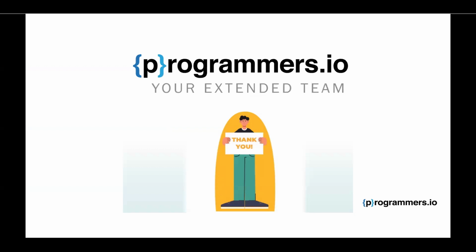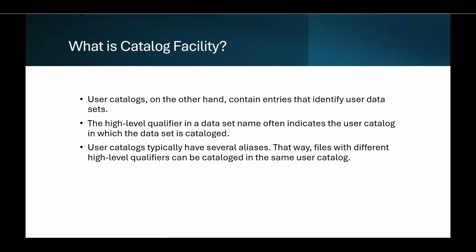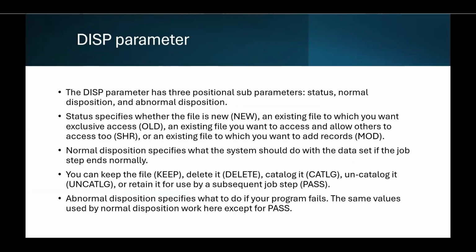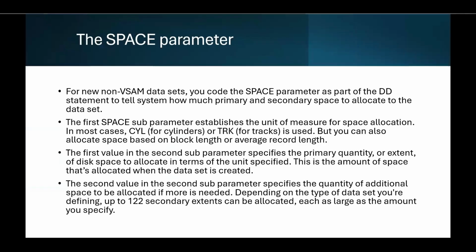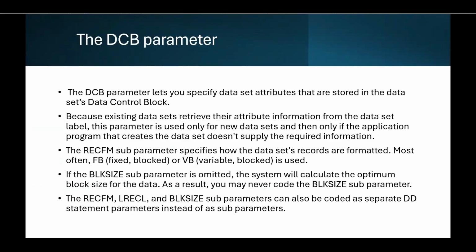I hope you liked the fourth session of this JCL learning. In this session, we have covered the parameters we have in the DD statement. We started with the catalog facility, then we went on learning what DD statement parameters we have. After that, we moved on to the DCB parameter, then the unit and volume parameters. Then we learned about the space parameter, and how you can specify the space of any particular file that you will be using. And after that, we went on learning the DCB parameter.